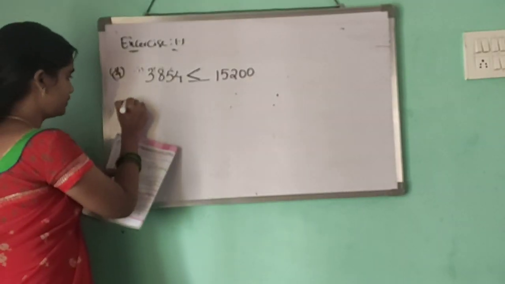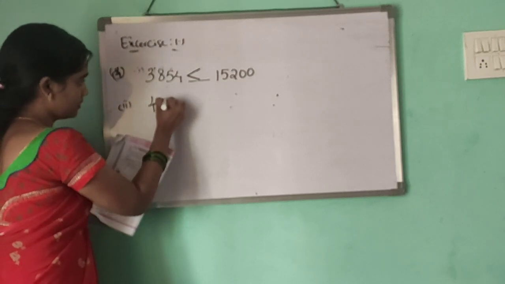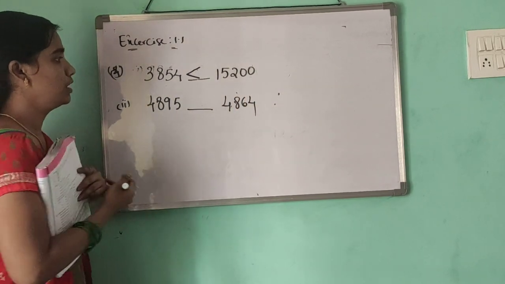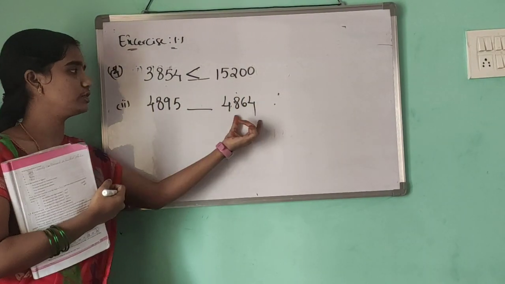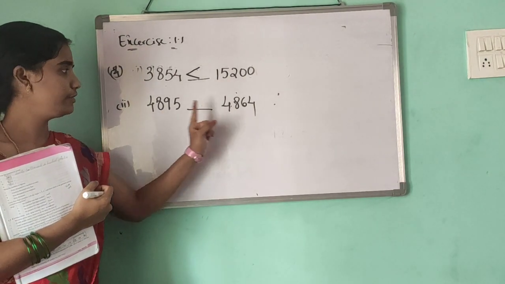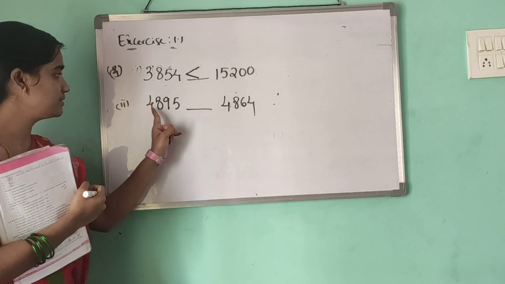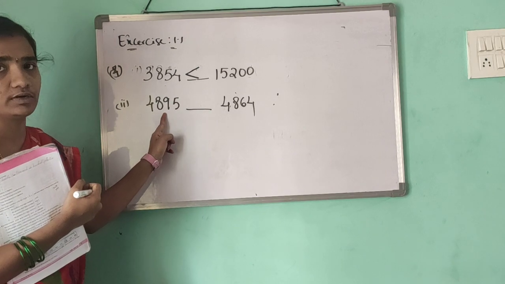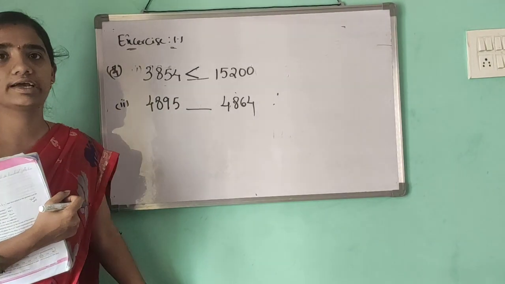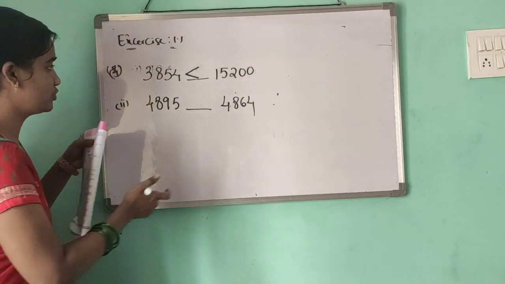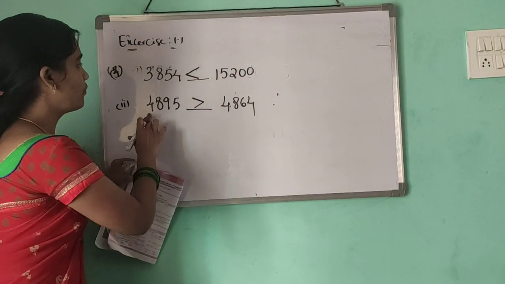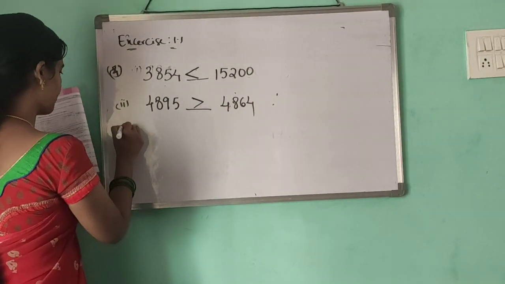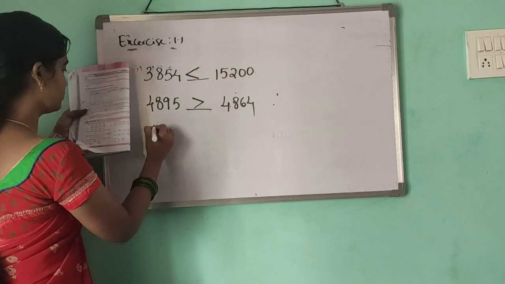Go to the next sum. 4895 and 4864. Among these, here 4 digits, 4 digits. The thousands place, 4 and 4, the 100 place, 8 and 8, both are the same. Move on to the next position. So 9 and 6, which is the greatest? 9 is the greatest. So 4895 is greater than 4864.